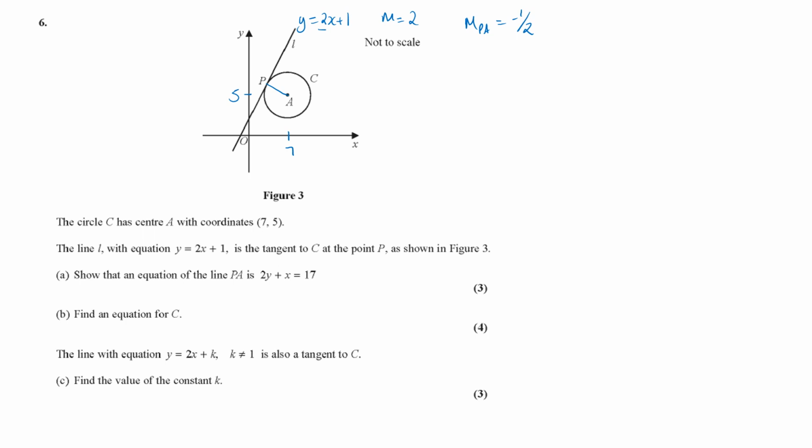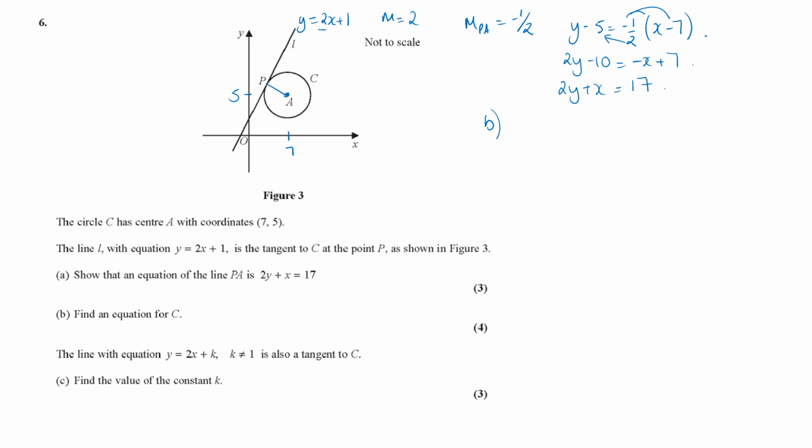Now we know the line that we're after is going to go through 7, 5. So all we need to do is y minus y1, which is 5, is equal to m, which is minus 1/2, into x minus 7. Now I would multiply by 2, 2y minus 10. Take that minus 1 in, is minus x plus 7. Then just rearrange. 2y plus x is equal to 17. So we've done it.